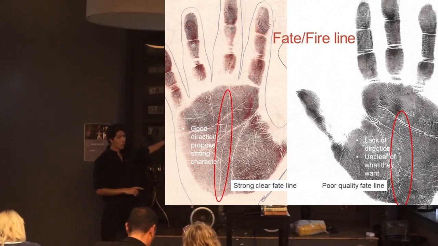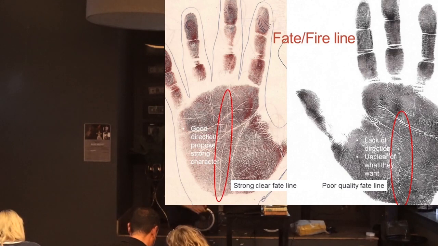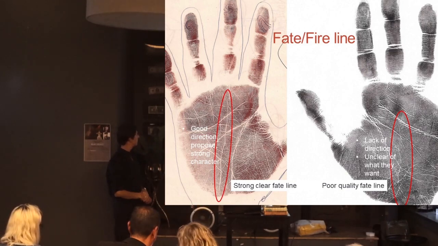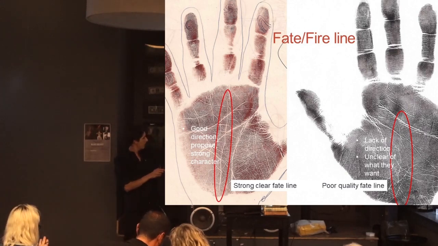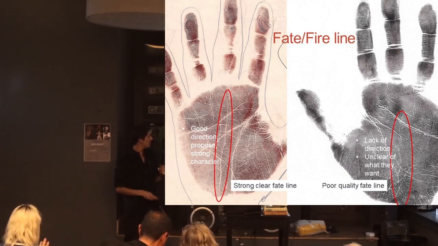So we've got a very strong fate line here. And then we've got a poorer quality, weaker fate line on the right-hand side of the hand here.